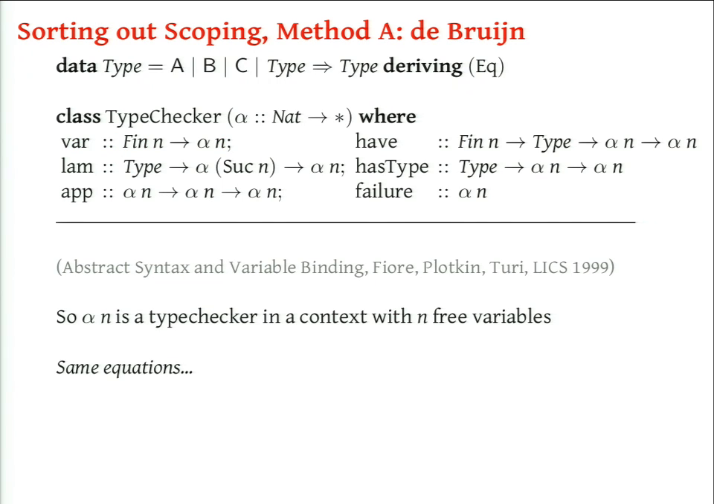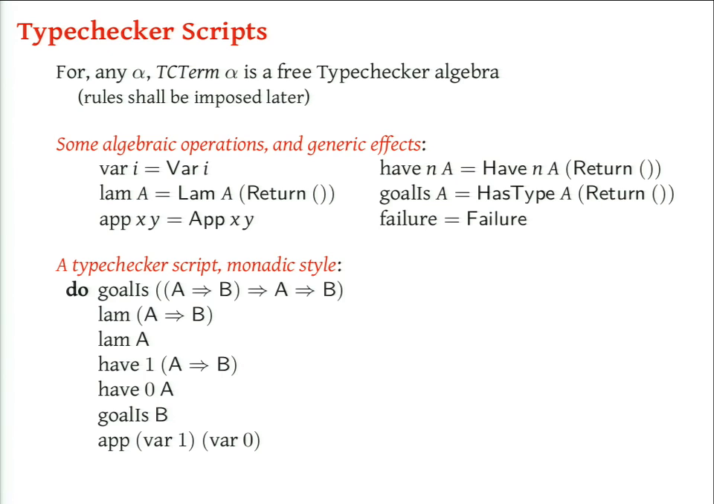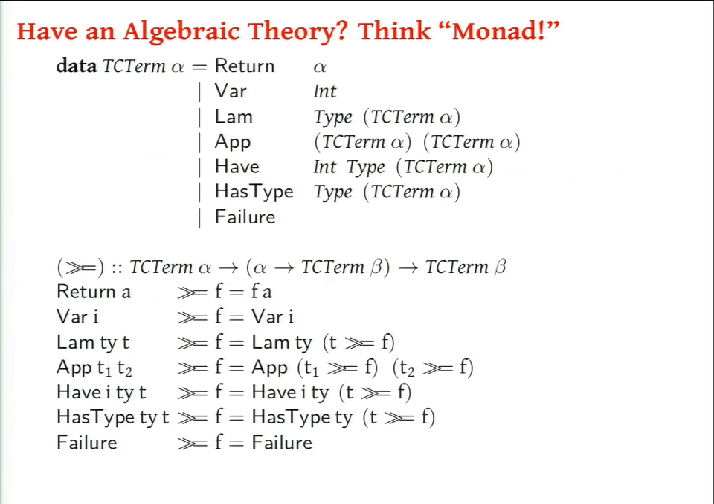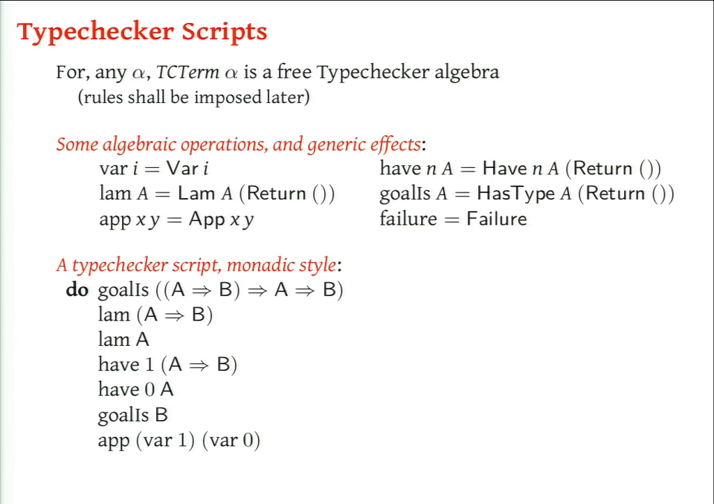Excuse me. Can you go back to the previous slide? So lambda, TCTerm, and then the next slide. I'm just trying to understand the lam A equals lam A return unit. Why there? Is there still a bound variable after that, or a meta language?